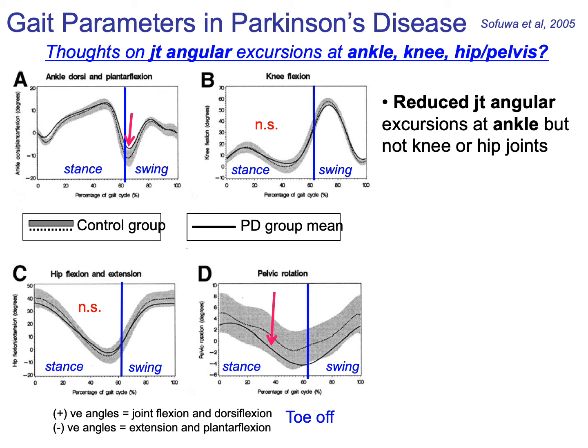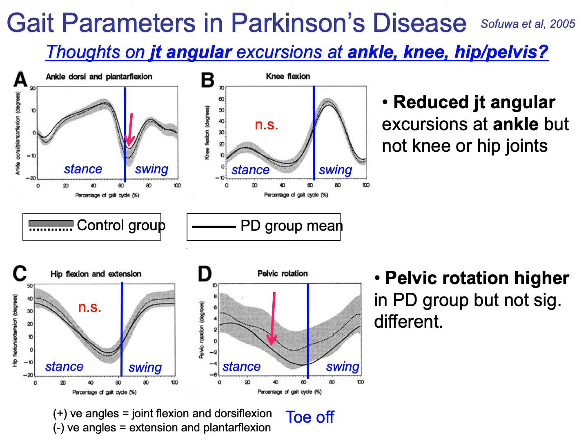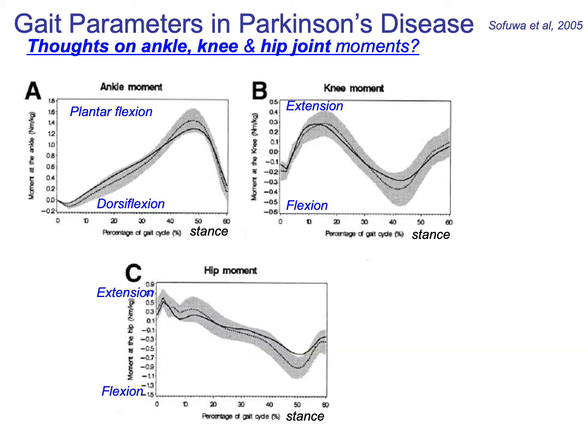into swing. So they concluded that there was a reduced joint angular excursion at the ankle, but not at the hip or the knee joints, and that the pelvic rotation was higher in the PD group, but it wasn't actually statistically different. I think just because it was just a slight increase here, just at that one particular point. So that was what was happening at the joint angles.